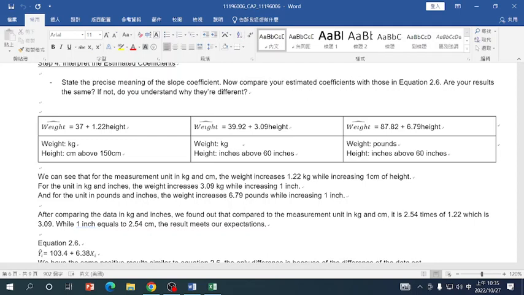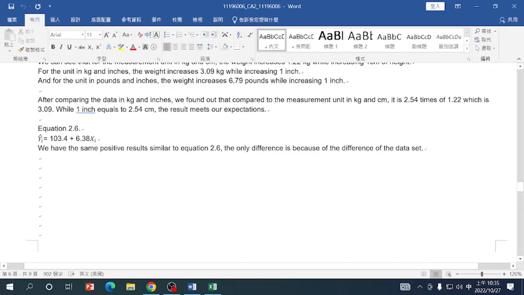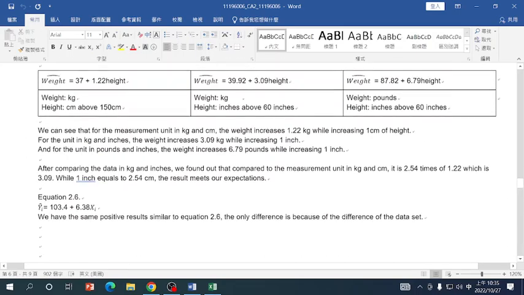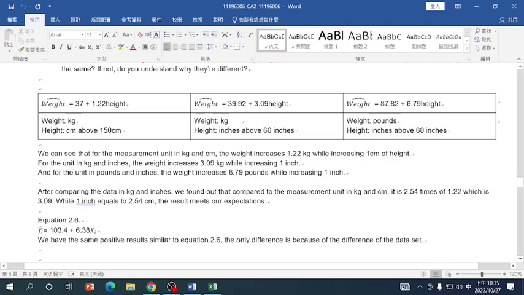For the unit in kg and inches, the weight increased by 3.98 kg while height increased by 1 inch. And for units in pounds and inches, the weight increased by 6.79 pounds while there is a 1 inch increase. And in equation 2.6, we can see that we have the same positive result that is similar to equation 2.6, and the only difference is that because of the data, the numbers are different.